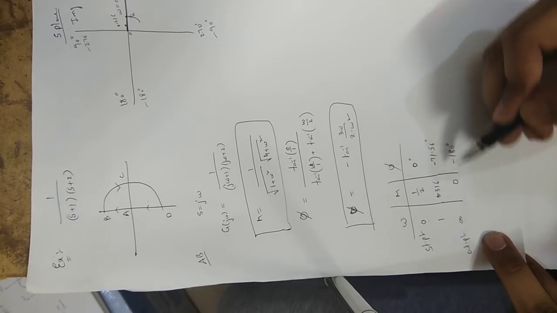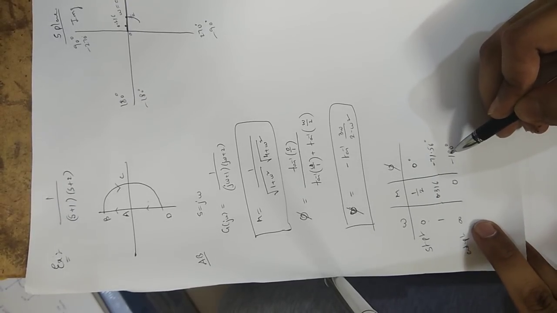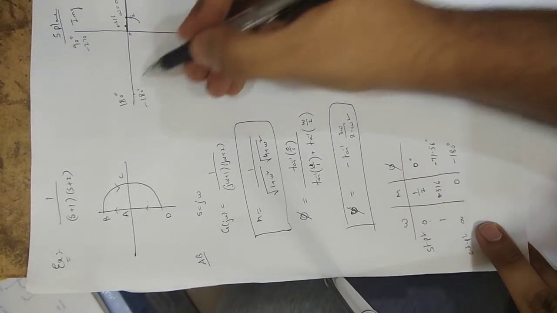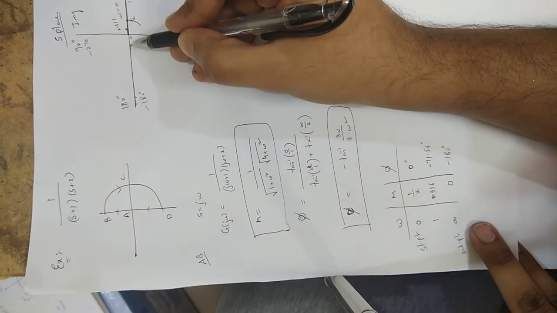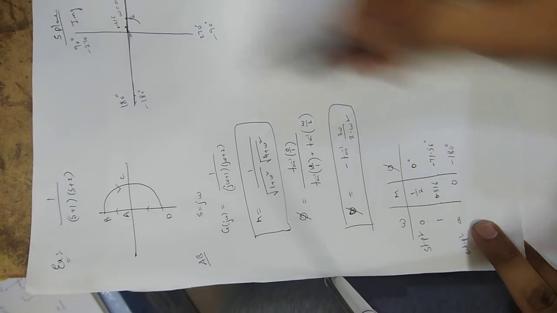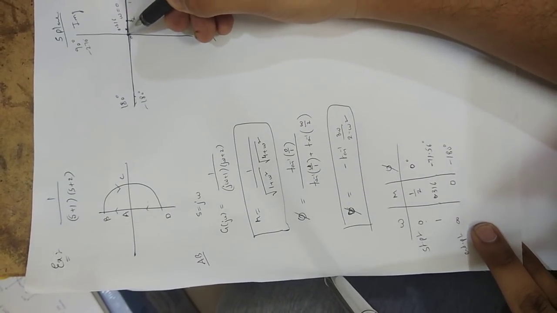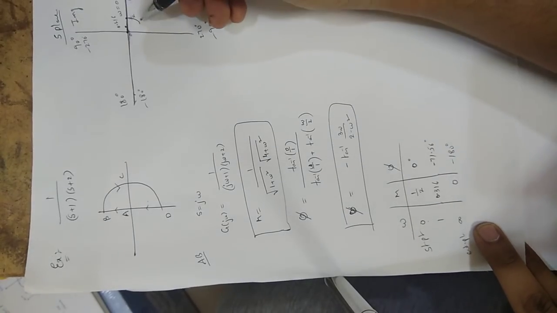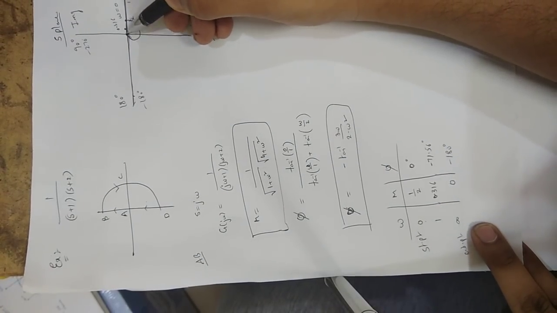Magnitude 0, minus 180 degrees. Minus 180 degrees line is this. So your ending point will be on this line. At what magnitude? 0 magnitude. That means you have to come here, at omega infinity. That means simply draw like this.